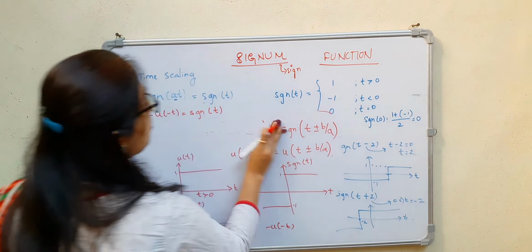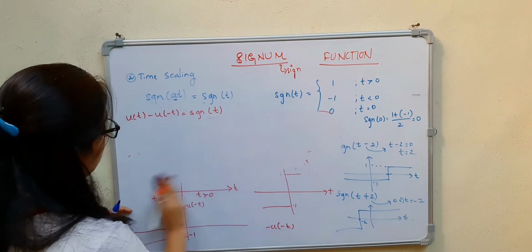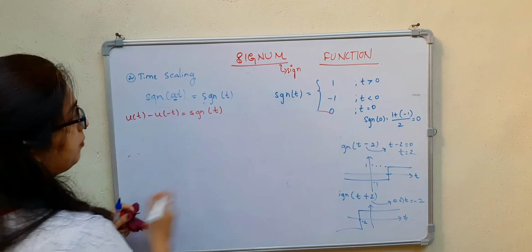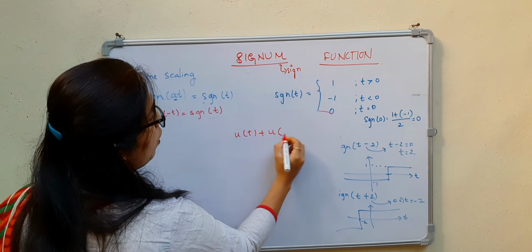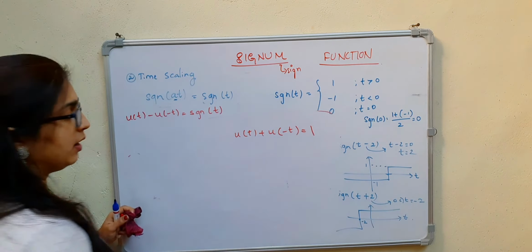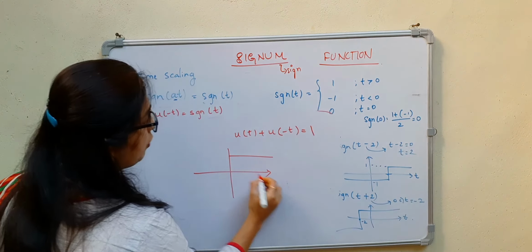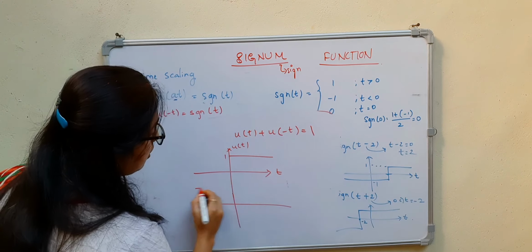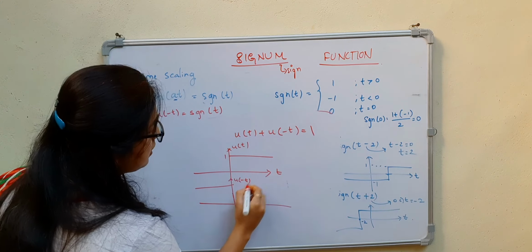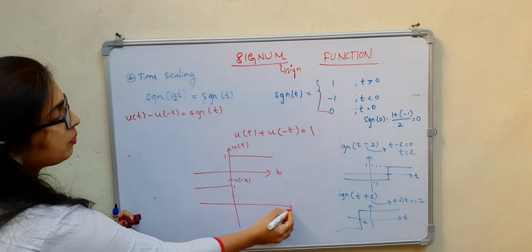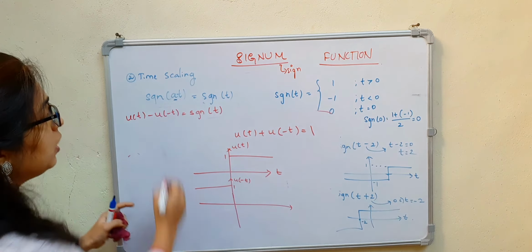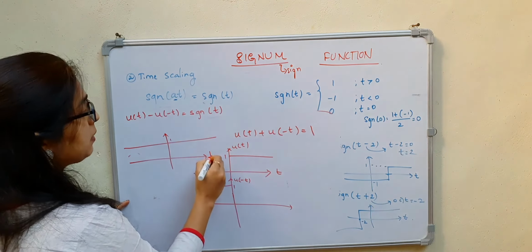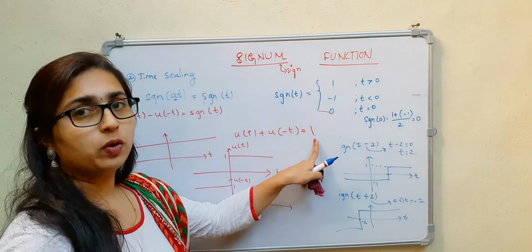And remember one thing, u of t plus u of minus t is equal to 1. I'll tell you how. This is your u of t. What is your u of minus t? This is your u of minus t with amplitude 1. Now if I add these two, I will get 1 throughout. For all t values, I will get 1. That means it is a constant signal, so it is equal to 1.